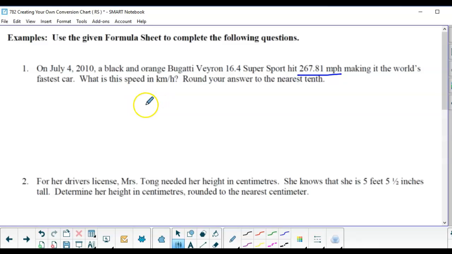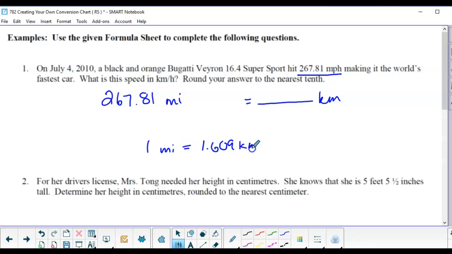What is the speed in kilometers per hour? So they're both in per hour, so we're just trying to convert 267.81 miles into kilometers. Okay, so you want to look at your chart. You want to look for a conversion of miles. So 1 mile equals 1.609 kilometers. And that makes it easy because then we just multiply by 1.609 kilometers in a mile.